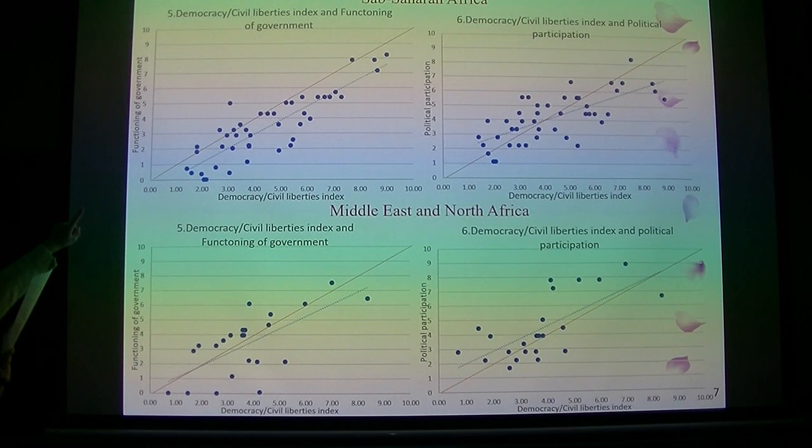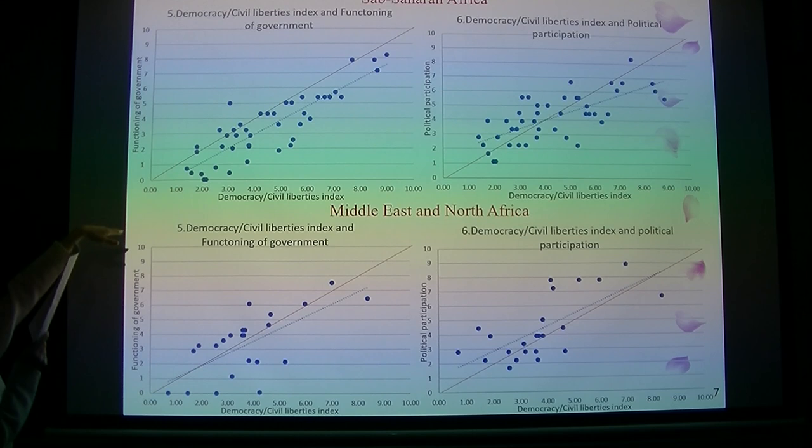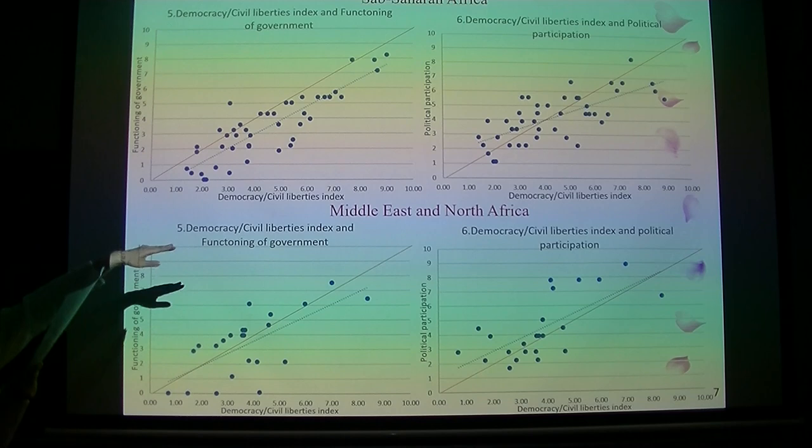functioning of government, the trend line, the blue line, is under the red line. So just like European countries, democracy and civil liberties is more valued than functioning of government. However, when I compare democracy and civil liberties with political participation, some countries are above the red line.